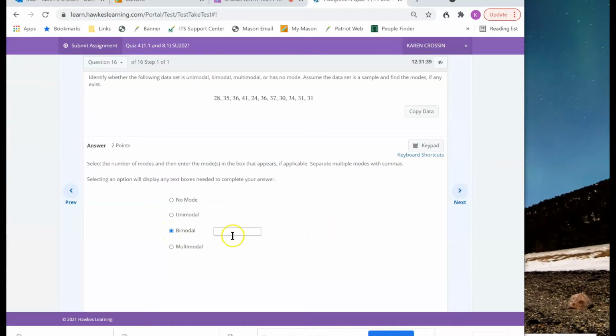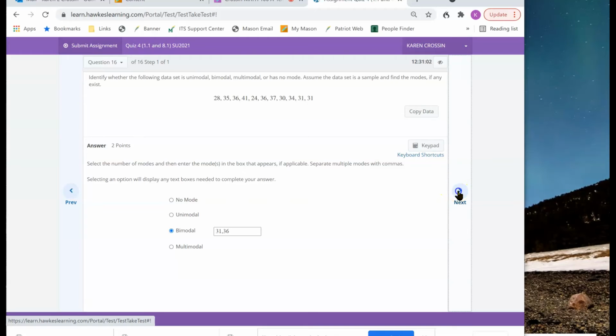Then this box appears. What do you think we're going to put in the box? 31 and 36. We're going to put 31, comma, 36. I naturally would want to put an and sign, but I'm pretty sure that would be wrong. I'm putting a comma. I think comma is probably what they want. But if it's on a test, not a quiz because you can redo it, and you put something where your meaning is correct but the computer freaks out, just send me a screenshot.